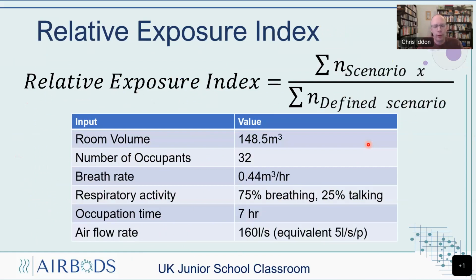Because of this high uncertainty in the emission rates of a virus, we first established a relative exposure index where we calculate the inhaled dose of occupants sharing a space with an infector compared to a defined scenario. In this case, we used a UK school classroom. And this meant that the uncertainty in the emission rate cancelled out, because actually what we're looking at is just a ratio of doses that were inhaled.